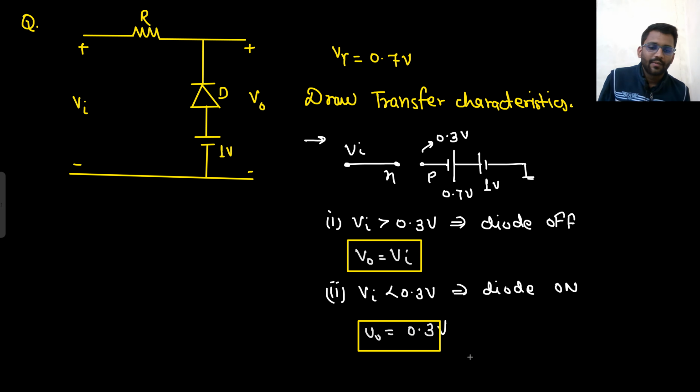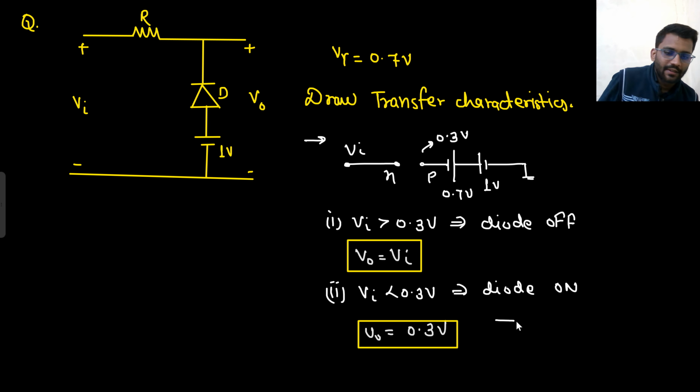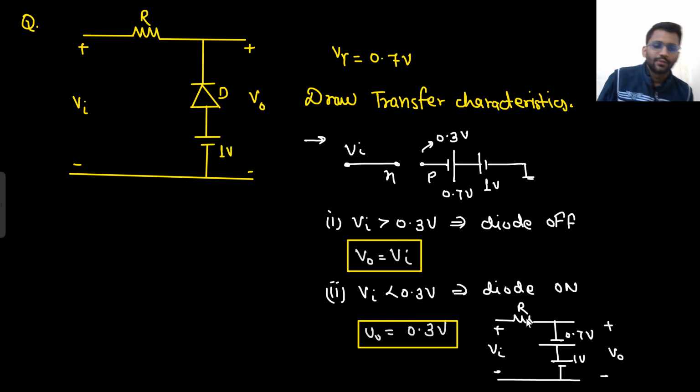Are you getting the point? Why is it 0.3 volt? Right? Or shall I make the circuit here? So the resistance and diode will be replaced with a battery of 0.7 volt, and there is 1 volt already given. This is V in, this is a resistance R, this is 0.7 volt, this is 1 volt, and this is V naught. So 1 minus 0.7, that means it will be 0.3 volt.